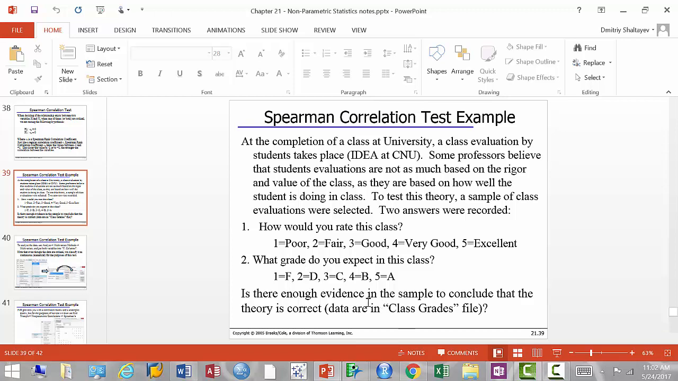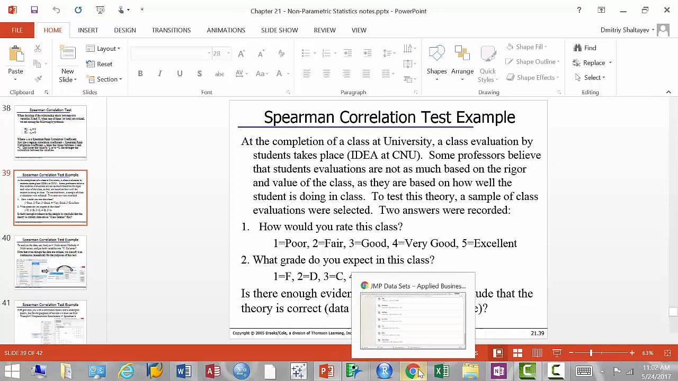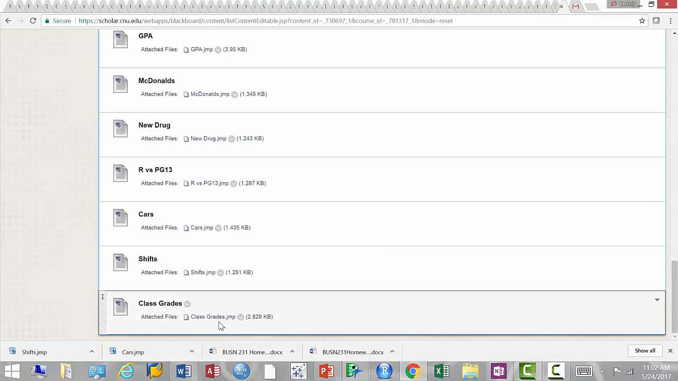So, question: is there enough evidence in the sample to conclude that this theory is correct? That the lower the grade, the lower the evaluations, right? Another way around. The higher the grade expectation, the better the course evaluations. Okay, let's see. This data set, by the way, is completely made up. So whatever results we're going to end up with, take them with a grain of salt. Okay, that's just a pedagogical problem, but nothing more than that. Not a research.